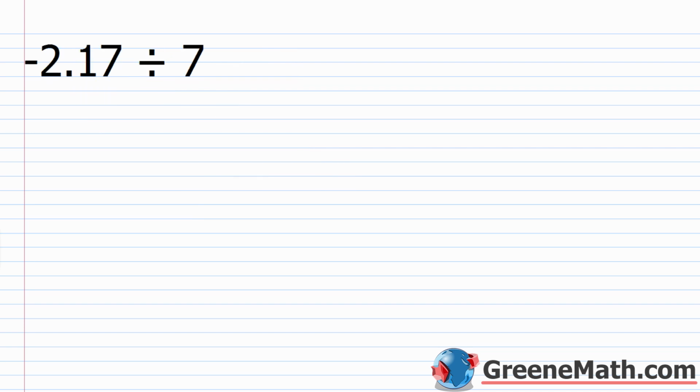Let's take a look at the next one. We have negative 2.17 divided by 7. Now, again, if you're multiplying or dividing with negatives, the same rules that we learned with integers are going to apply. Negative divided by positive is negative. Once you find out the sign, you can just pretend like all the numbers are positive. You don't need to think about it anymore. So I'm just going to set up my long division as 2.17, and we're dividing by 7. Now, bring your decimal point straight up into the answer, and then you're done with it.